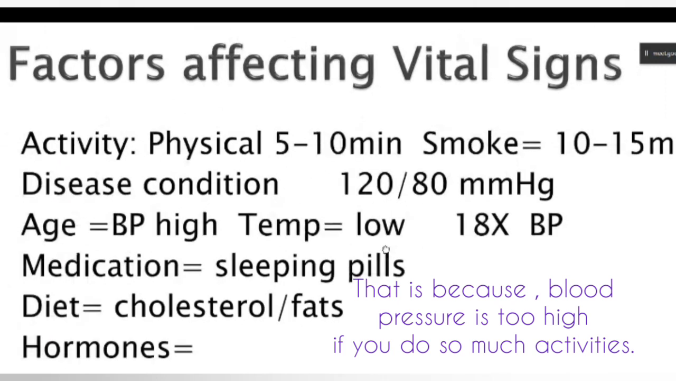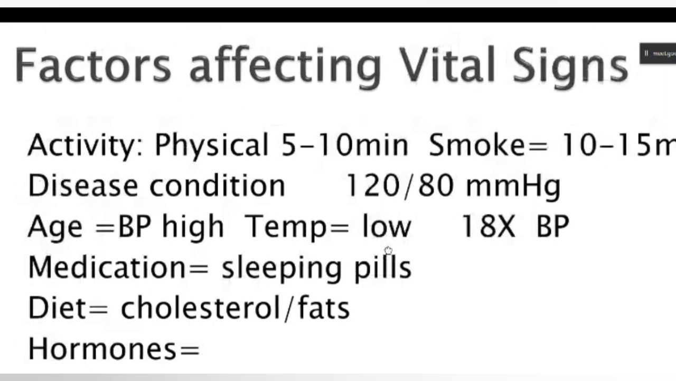So if ever you have this 120 over 80 mmHg, that is the disease condition. It should be 120 or just 80 or below 80 to get the normal blood pressure. Age also affects it when patients are elderly, so the temperature is also low in elder people. It also affects if they have medication, or are taking medicines. Most likely sleeping pills really pump your heart faster. And then diet and hormones.